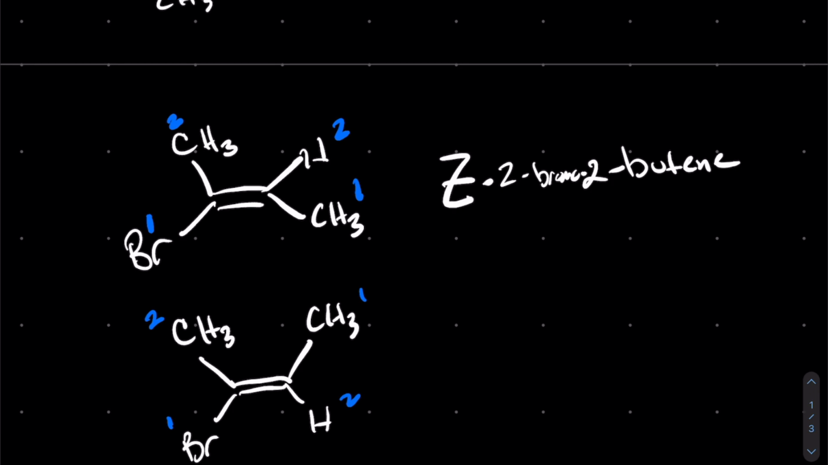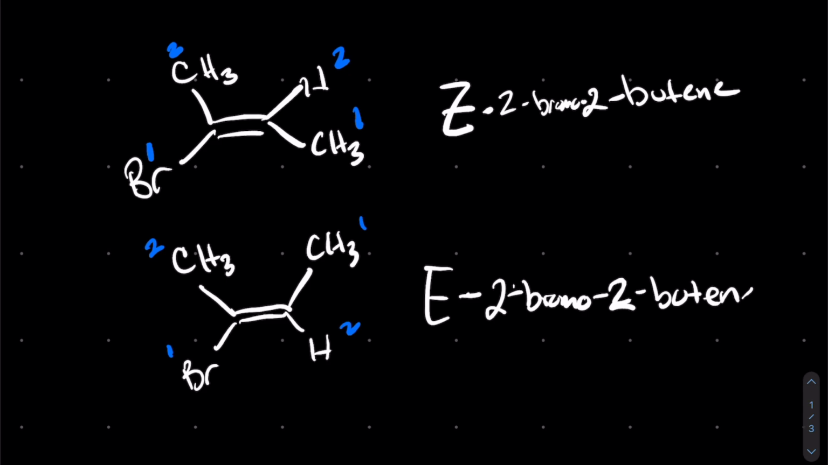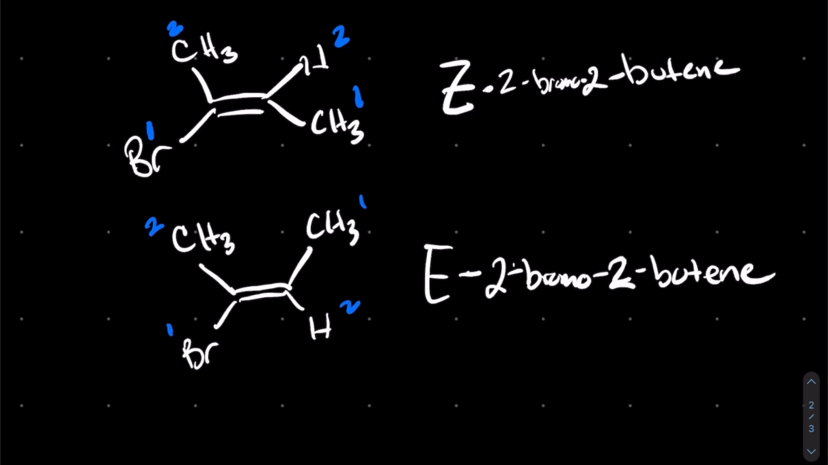Z-2-bromo-2-butene. And likewise down here, since the only difference is that they are entgegen, we'll say that's E-2-bromo-2-butene. You'll notice that I slash my Z's to make sure they don't look like my 2's. Okay. Nomenclature of alkenes tends to be fairly straightforward in that way.